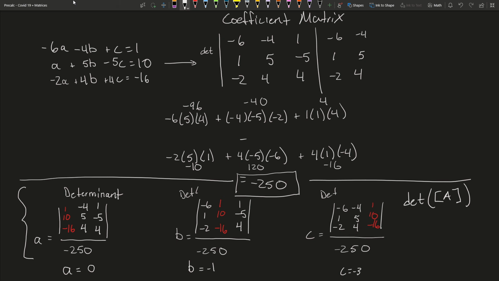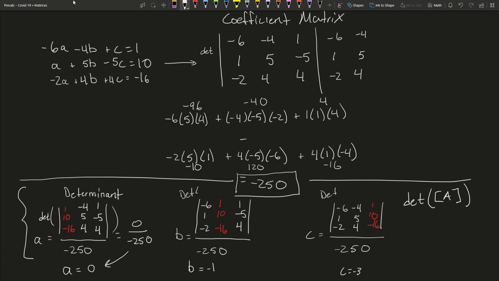Okay, so first, Tim's question, do we subtract the determinants of A, B, and C from the other determinant, -250? No, -250 is your denominator. So you're going to get a number here. So in this case, the determinant of this numerator, that'll come out to be 0. And then it's 0 divided by -250, which is just equal to 0.